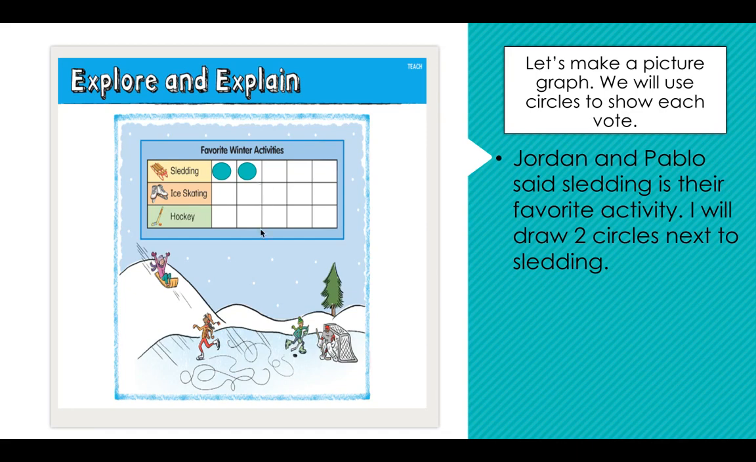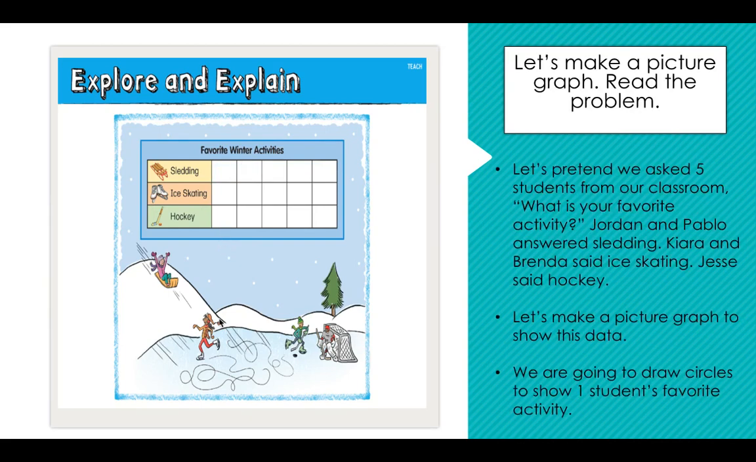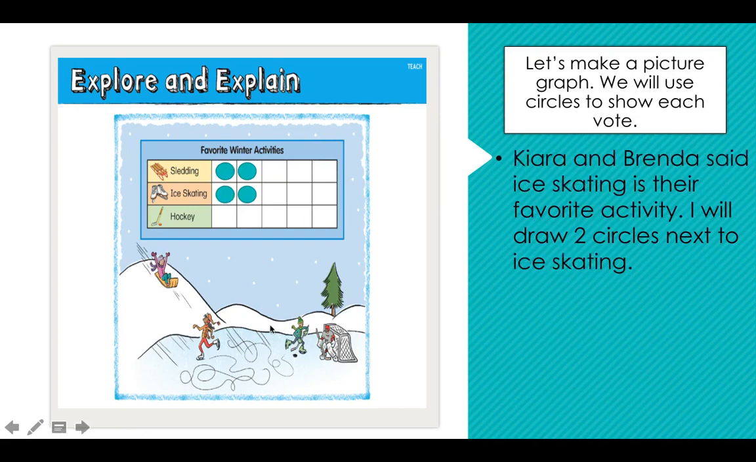How many students said ice skating is their favorite activity? Kiara and Brenda said ice skating is their favorite activity. So how many circles would I draw next to ice skating? Pause the video and then play it again for the answer. Because Kiara and Brenda said ice skating is their favorite activity, I will draw 2 circles next to ice skating. 1 circle for Kiara and 1 circle for Brenda.